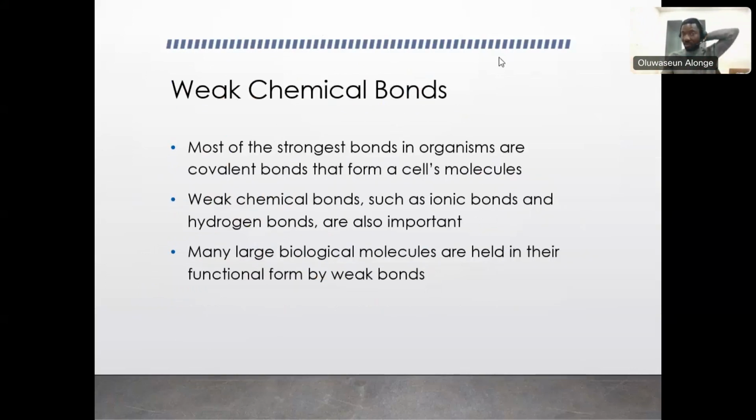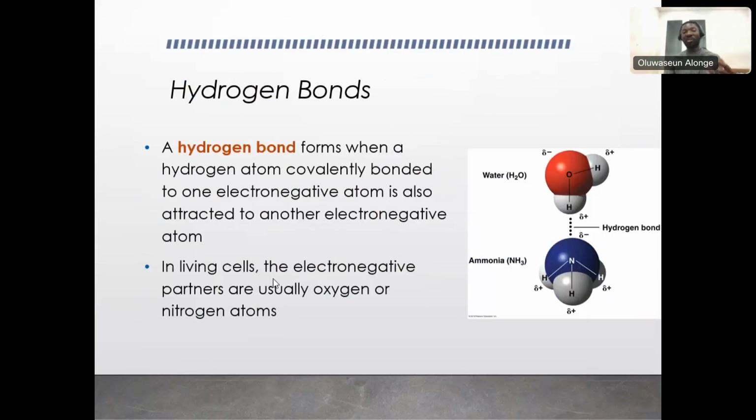Now, weak chemical bonds. Most of the strongest bonds in organisms are usually covalent bonds. And I'll talk about some weak bonds as we go. Now, hydrogen bond is a force of attraction, and that is the bond between water molecules. So this is one water molecule, and this is one water molecule combining to ammonia through hydrogen bond. Now, if two water molecules are going to combine, they are going to combine through hydrogen bond.